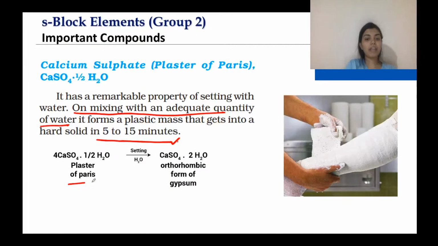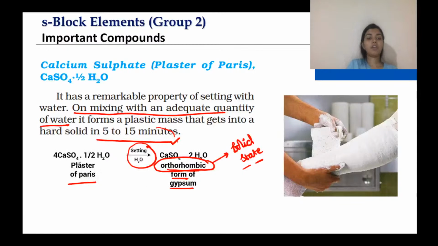So, plaster of Paris, on setting with a minimum amount of water, will form what? Orthorhombic form of gypsum. Now, what is orthorhombic or rhombic? This you will learn in your class 12, in the solid state chapter. It is a type of crystal system. So plaster of Paris, on setting with water, will give you another form of gypsum, which is known as orthorhombic form of gypsum.